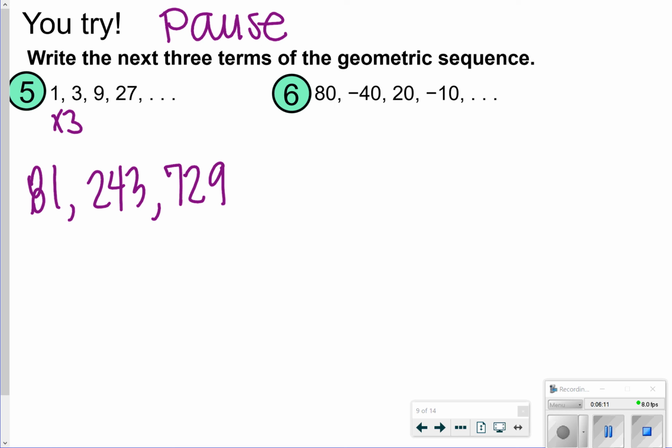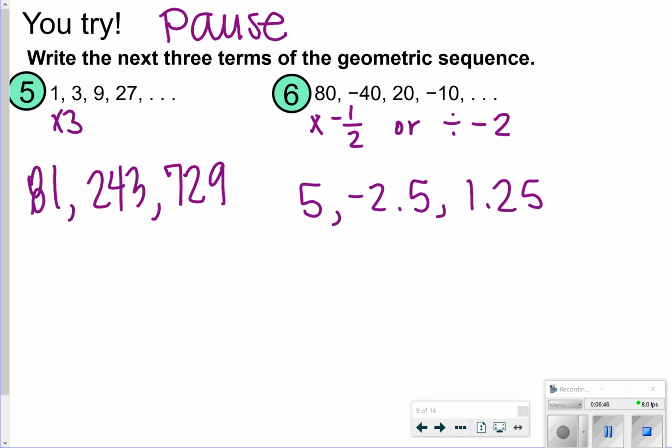Okay, for number 6, your common ratio here was, maybe you could say, multiplying by -1/2, or you could divide by -2. Either way, that's going to give you your result for the next three. So -10 divided by -2 is 5, so that'd be your first term. And then cut that in half again with a -2, you get -2.5. And then -2.5 divided by -2 again would be positive 1.25, or 1 1/4.